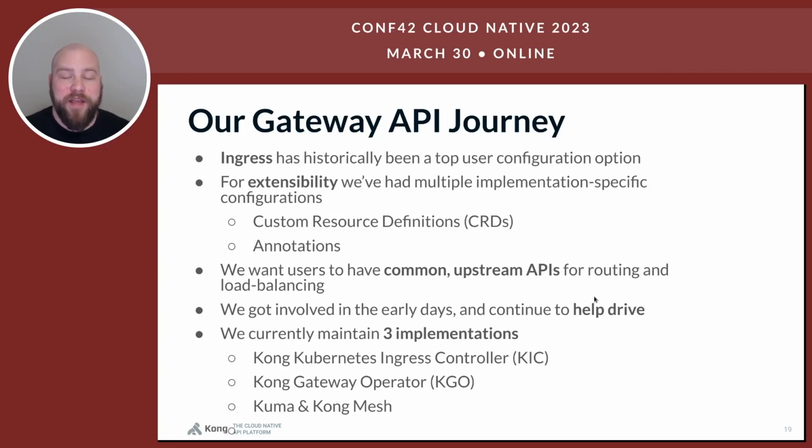We wanted to have a common upstream API. We wanted users to not have to learn things that were very specific to Kong to be able to do things in the networking space. And this was a common thing among multiple implementations in Kubernetes in previous years. So we got involved in the early days and helped drive the Gateway API project, which was meant to, as we've discussed, take Ingress and step it up a notch. We currently maintain 3 separate implementations of Gateway API, including in our Kong Kubernetes Ingress controller, which we call the KIC, our Kong Gateway operator, which we call the KGO, and Kuma and Kong Mesh, which is our service mesh offering.